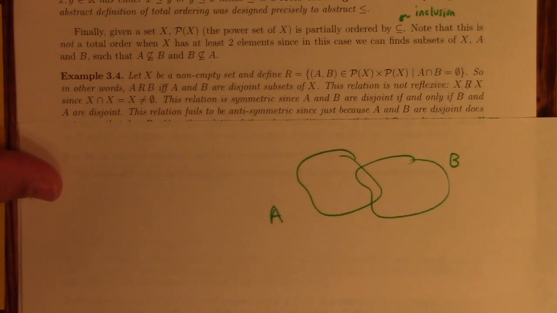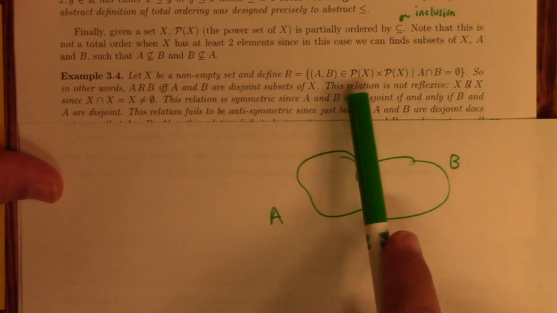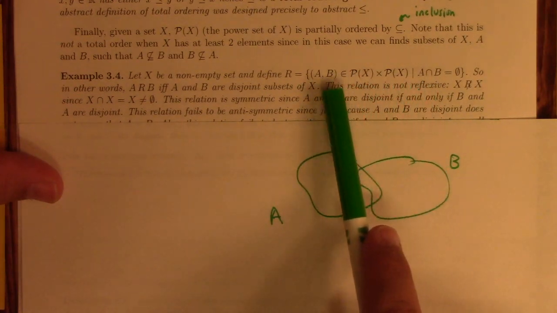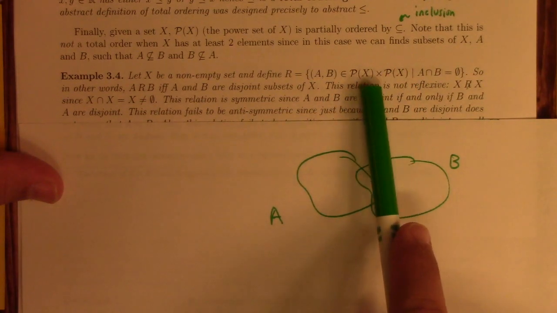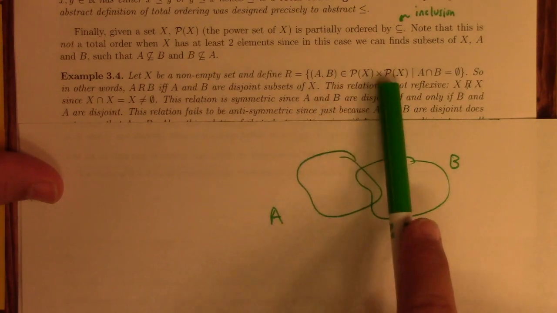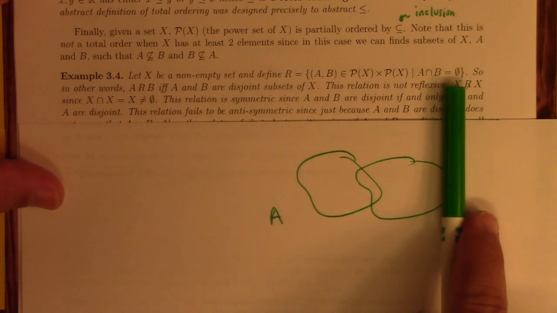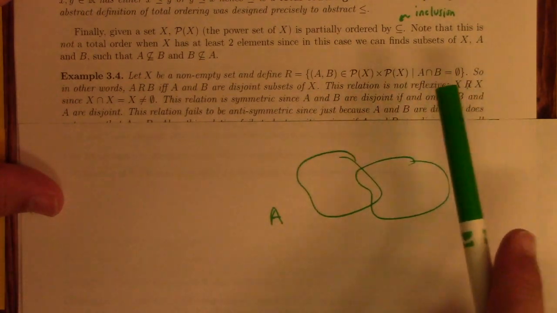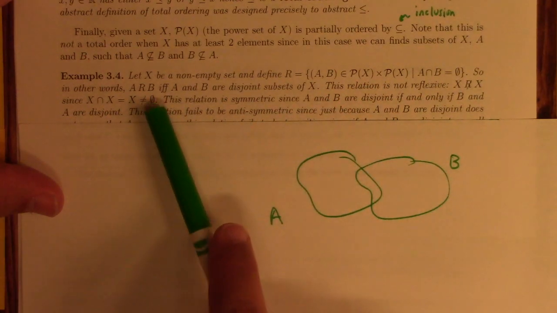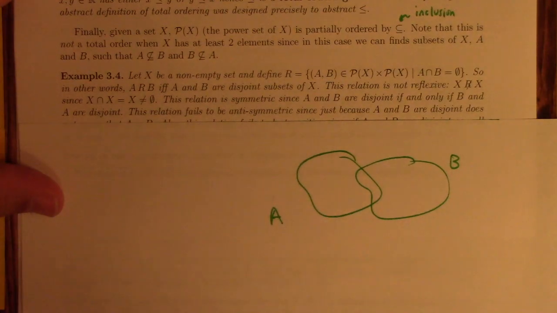Here's some of the details on this. X is non-empty. We define the relation to be pairs A, B, where A and B are subsets, right? This is just a fancy way to say that the relation is a subset of the Cartesian product of the power set with itself. That's just saying that A and B are subsets, and this added condition says that A and B are disjoint subsets, so pairs of disjoint subsets. In other words, A is related to B if and only if A and B are disjoint subsets of X.